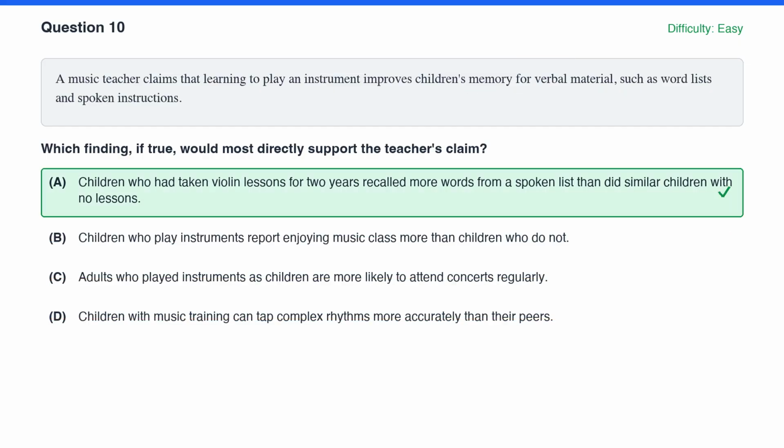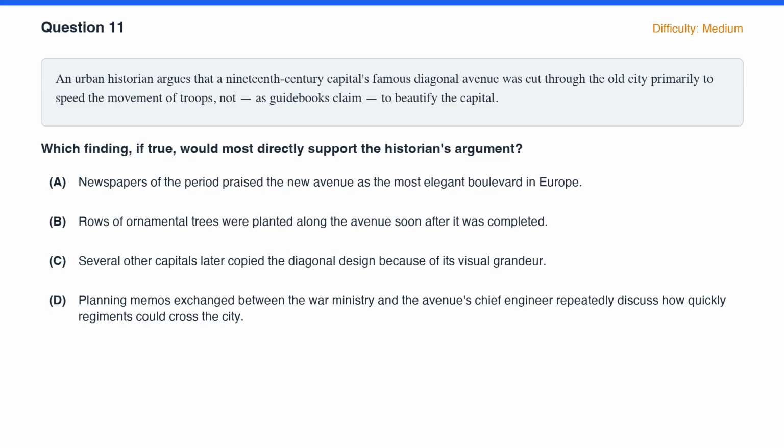A is right because it directly tests verbal memory. Children with lessons recalled more words than similar children without. The takeaway for support questions: pick the choice that matches the claim's exact terms. No near-miss substitutes. Here's an evidence question.